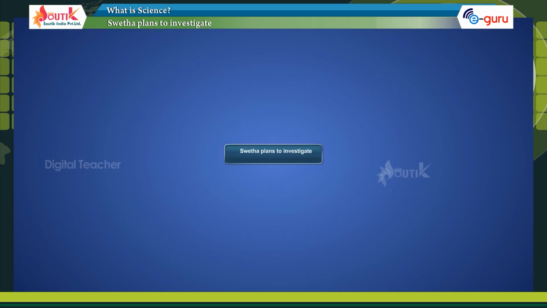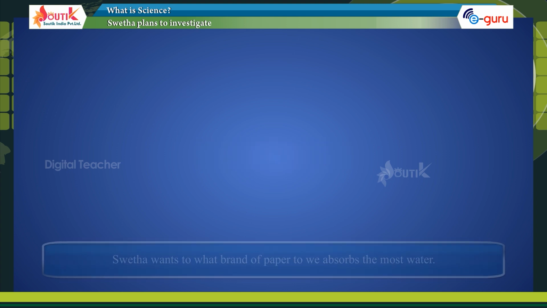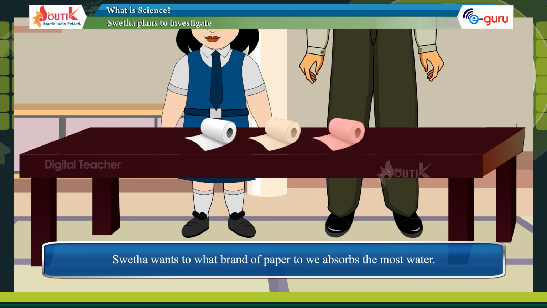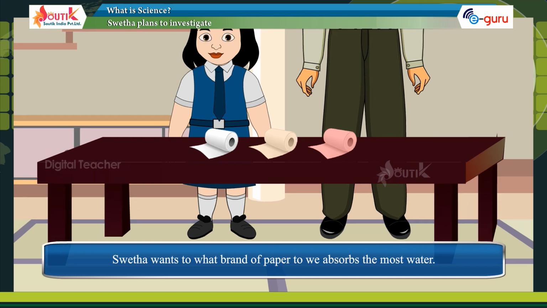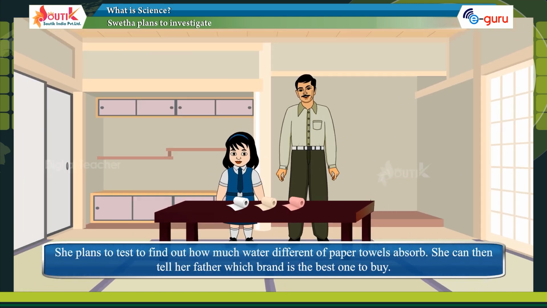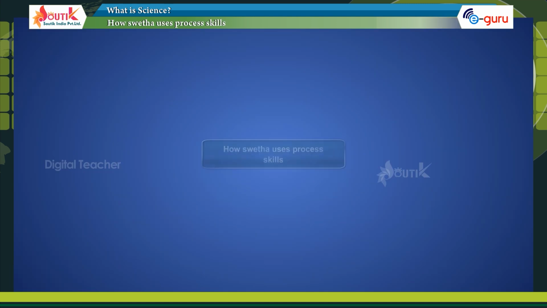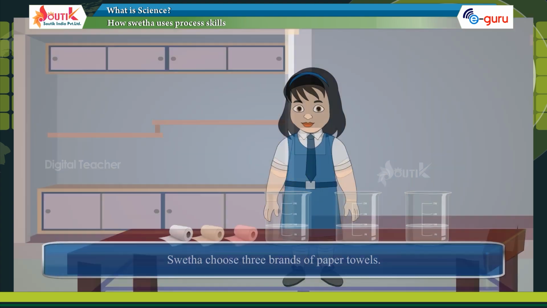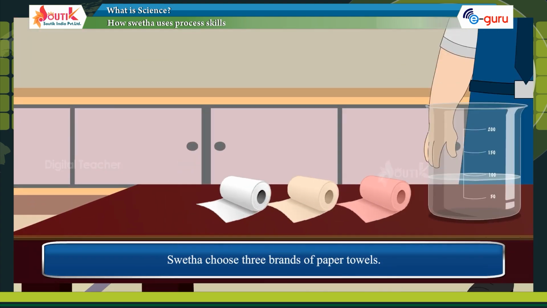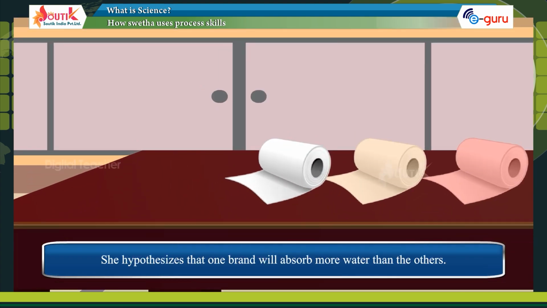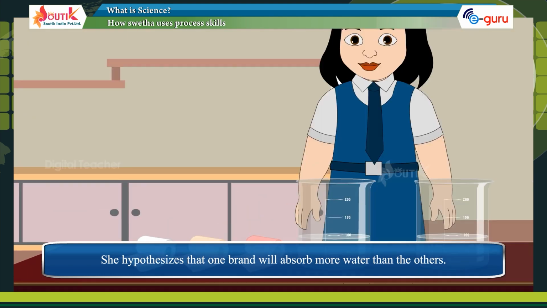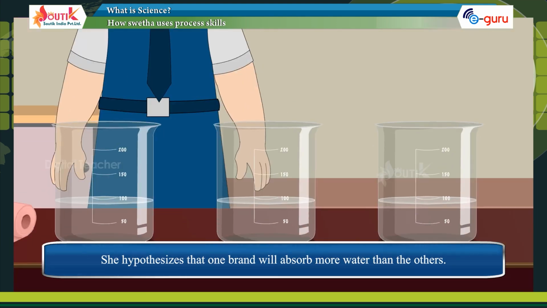Shweta plans to investigate. Shweta wants to know what brand of paper towel absorbs the most water. She can then tell her father which brand is the best one to buy. How Shweta uses process skills. Shweta chose 3 brands of paper towels. She hypothesizes that one brand will absorb more water than the others.